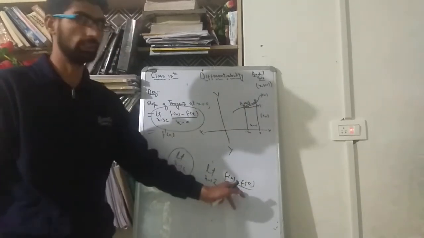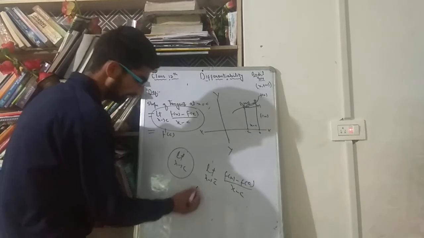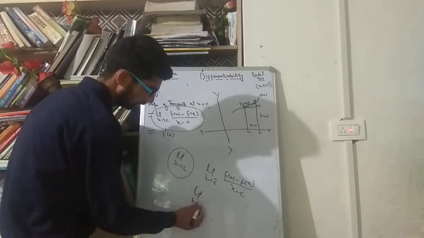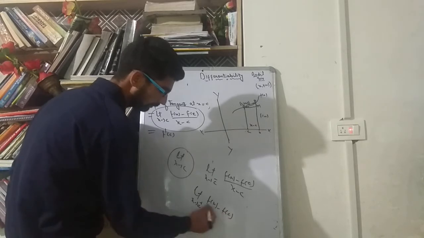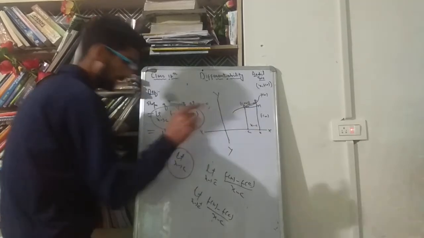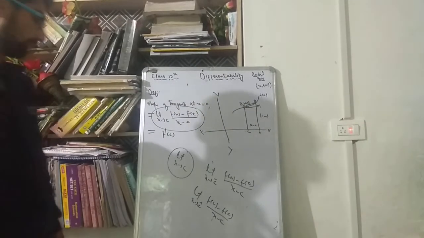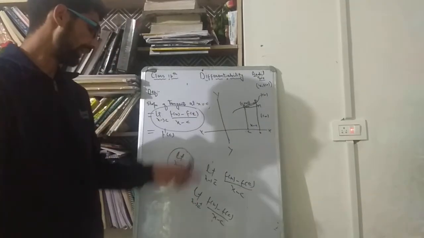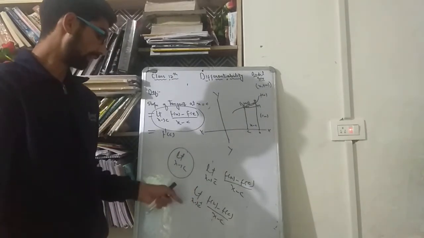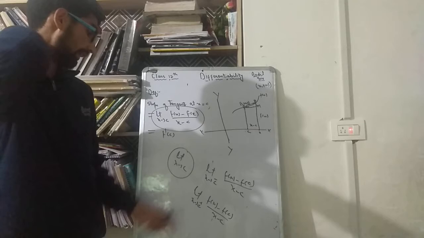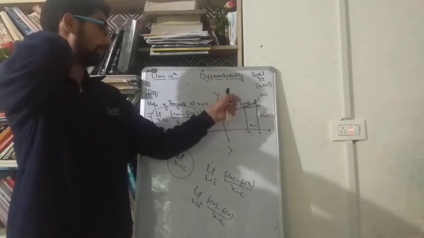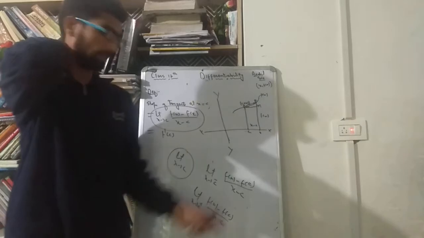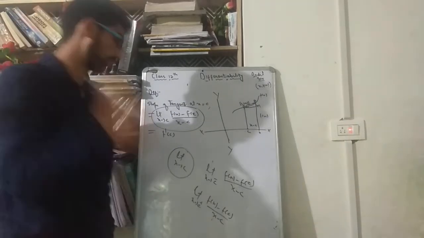Similarly, limit x tends to c positive of f of x minus f of c divided by x minus c. If this one also exists, then we say that it is the right hand derivative, or the slope of the tangent of f at point c to f of x from the right. So these two.